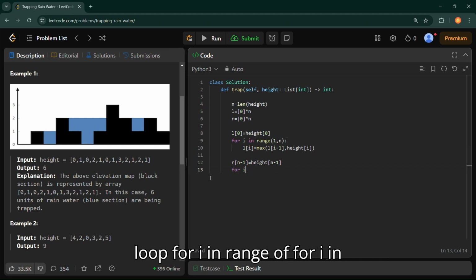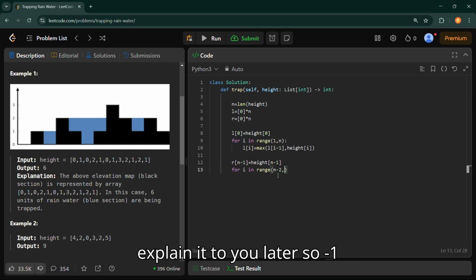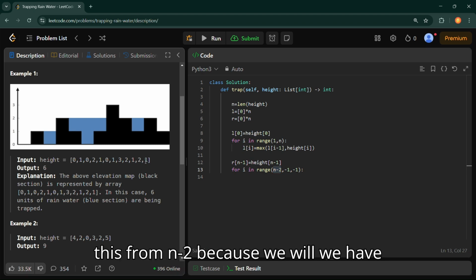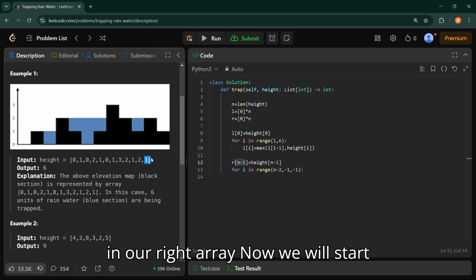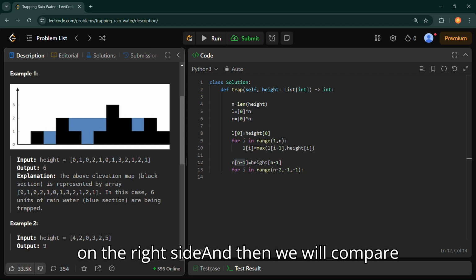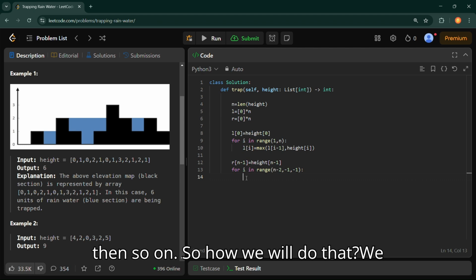Now we will start another loop for i in range of n minus 2, going down by minus 1. Why have I started this from n minus 2? Because we have already stored this element in our right array. Now we will start comparing this element with this element on the right side, and then we will compare these two elements on the right side, and so on.